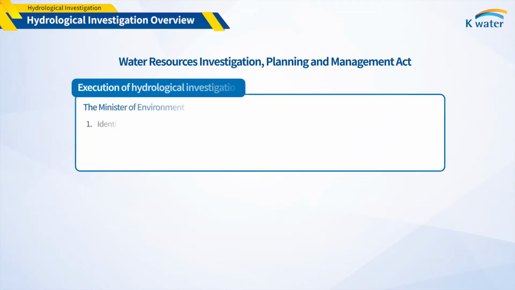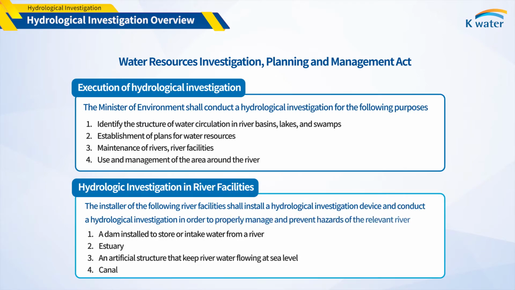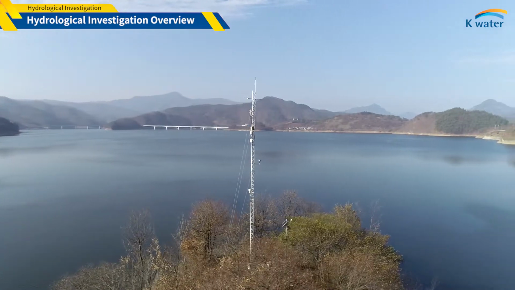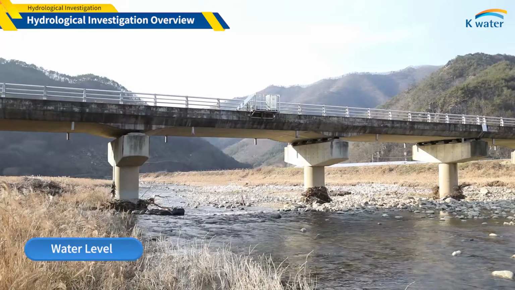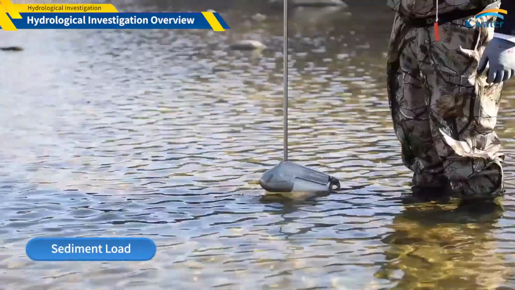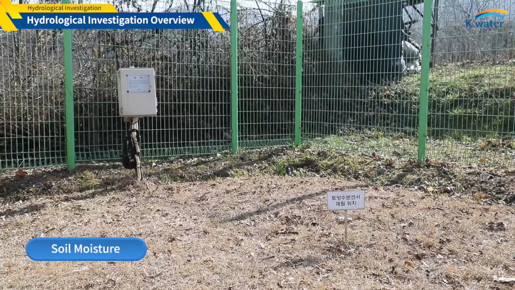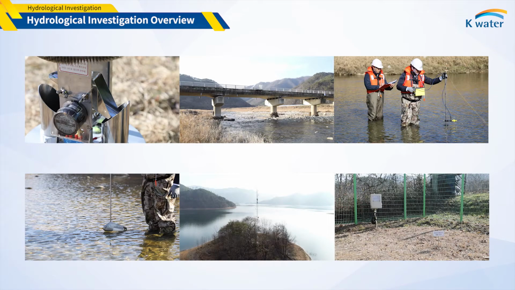Since the use of inaccurate hydrological data may cause property or personal damage, it is essential to obtain and provide data through accurate hydrological investigation. The hydrological investigation is carried out for a total of 6 parameters: precipitation, water level, discharge, sediment load, evapotranspiration, and soil moisture. Let's find out how to investigate each parameter.